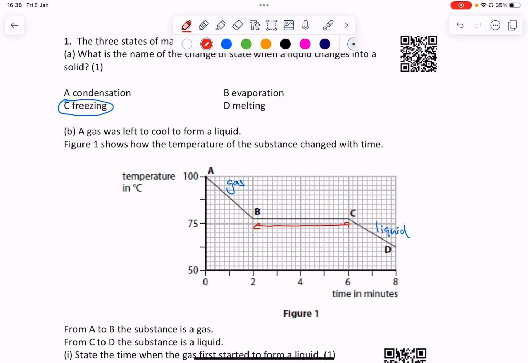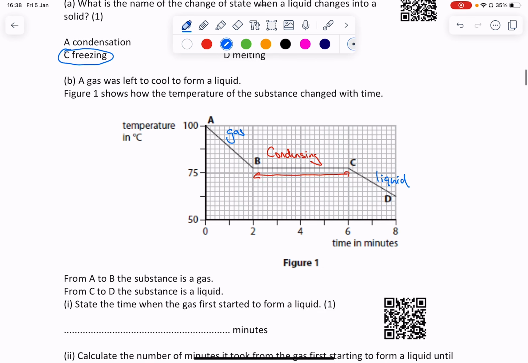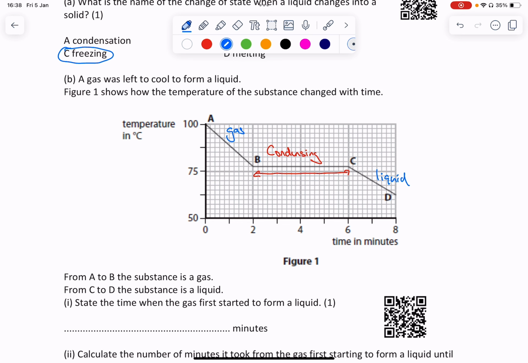So how do you go from a gas to a liquid? You have to cool it and you condense. So this region in the middle, this flat bit, is where the gas is condensing and turning into a liquid. Let's have a look at the questions. It says from A to B, the substance is a gas. From C to D, it's a liquid. State the time when the gas first started to form a liquid.